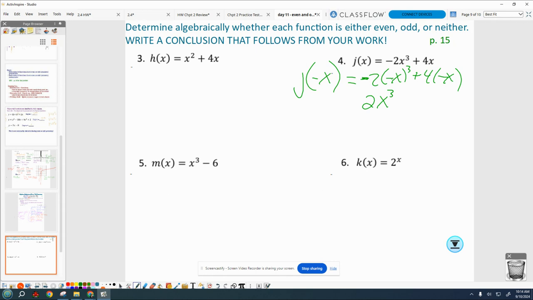Leo, what do I do with the 4 times negative x? It becomes -4x. All right. So Chloe, does j of x equal j of negative x? No. So Tim, what is the conclusion? It's not even.